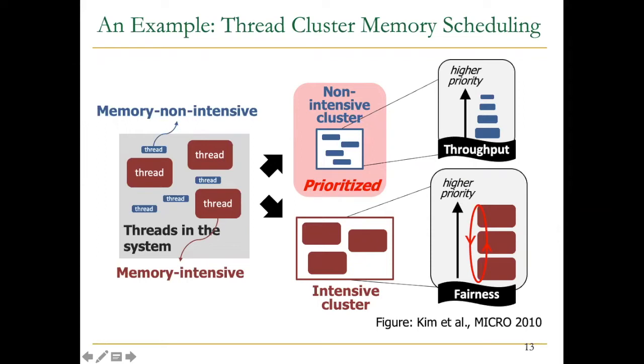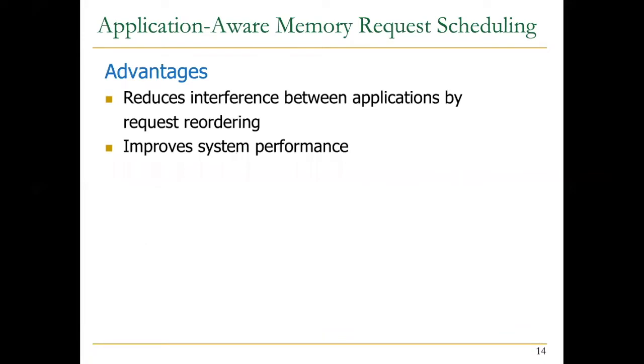So that's the idea, that's the baseline that this paper considers. Clearly this has advantages. Application-aware memory scheduling has advantages because it reduces interference between applications by reordering requests. It improves system performance as well as fairness, as shown.